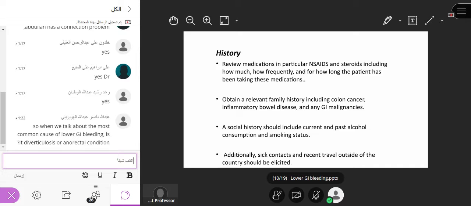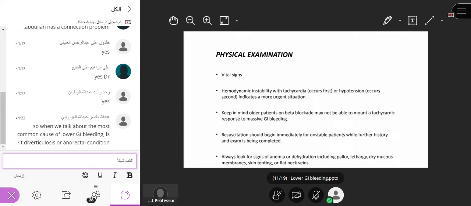Obtain relevant family history, including colon cancer, inflammatory bowel disease, and GI malignancy, because they may be causes of the bleeding. Social history should include current and past alcohol consumption and smoking status. Alcohol may lead to cirrhosis, cirrhosis may lead to variceal formation, and then there will be hematemesis. Additionally, sick contacts and recent travel outside of the country should be elicited, as they may lead to cirrhosis.